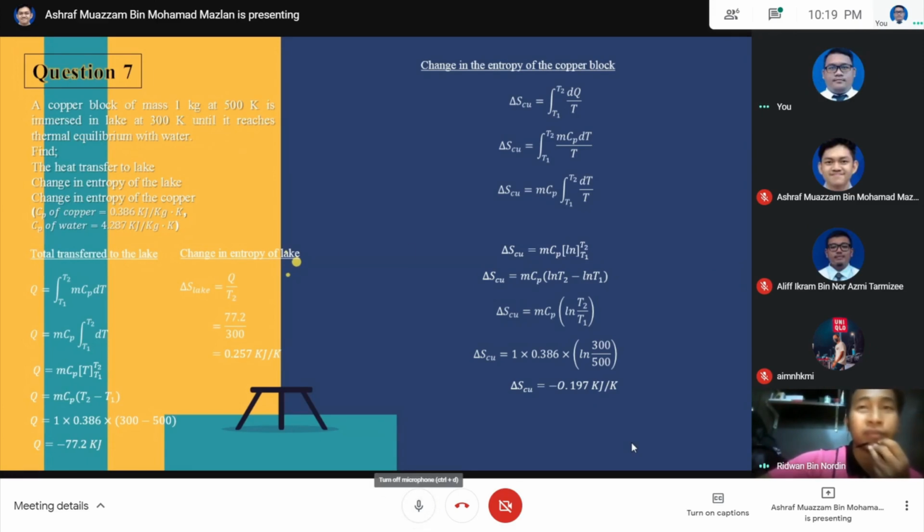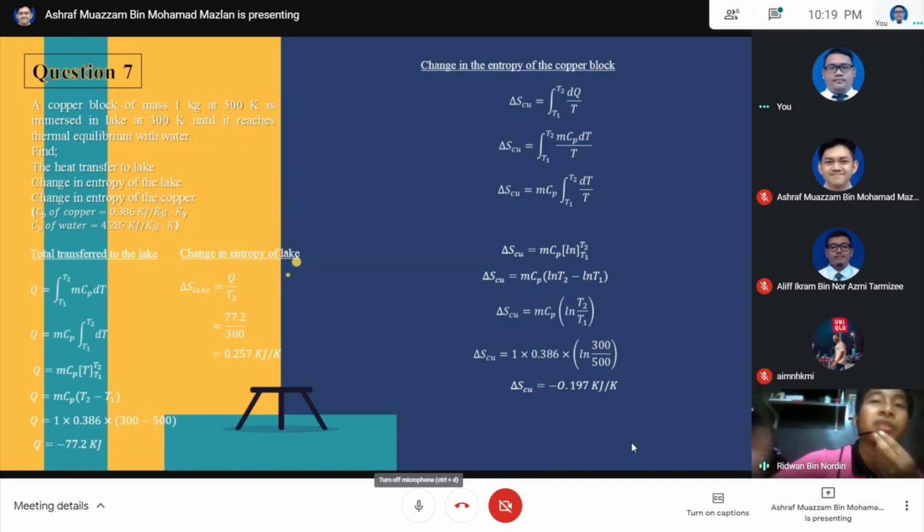Okay, for question 7, a copper block of mass 100 kilogram at 500 Kelvin is immersed in a lake at 300 Kelvin until it reaches thermal equilibrium with water. So just focus on the data that is given, which is isobaric specific heat of copper is 0.38 kilojoule per kilogram Kelvin, and isobaric specific heat of water is 4.287 kilojoule per kilogram Kelvin.